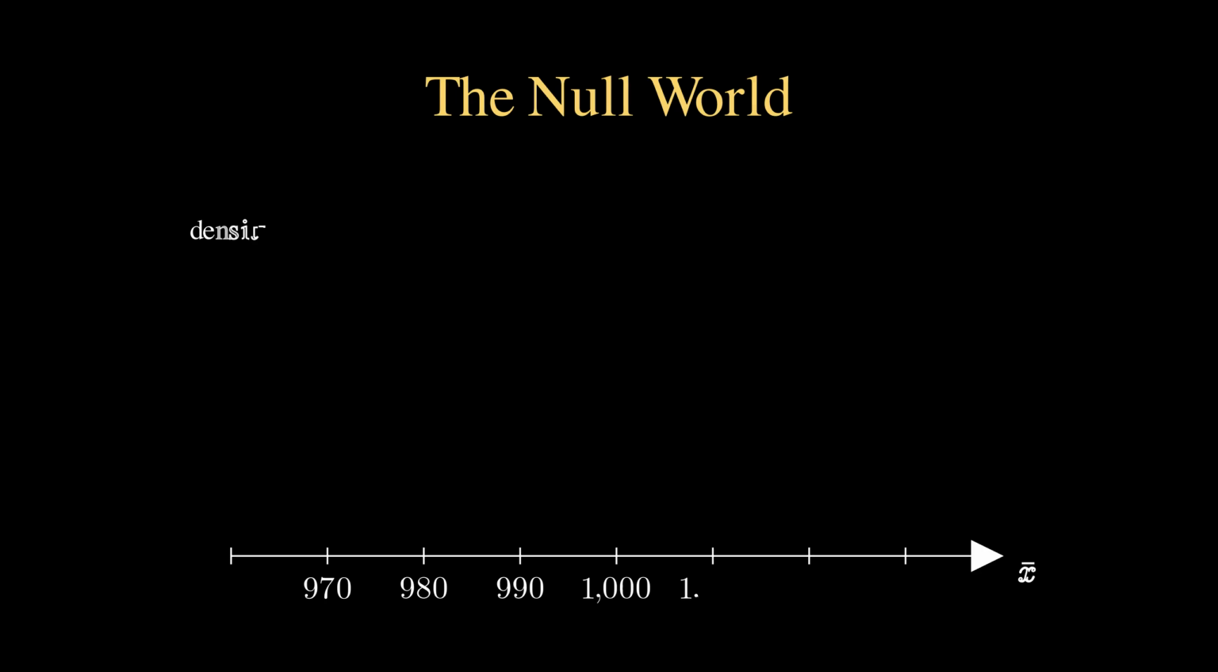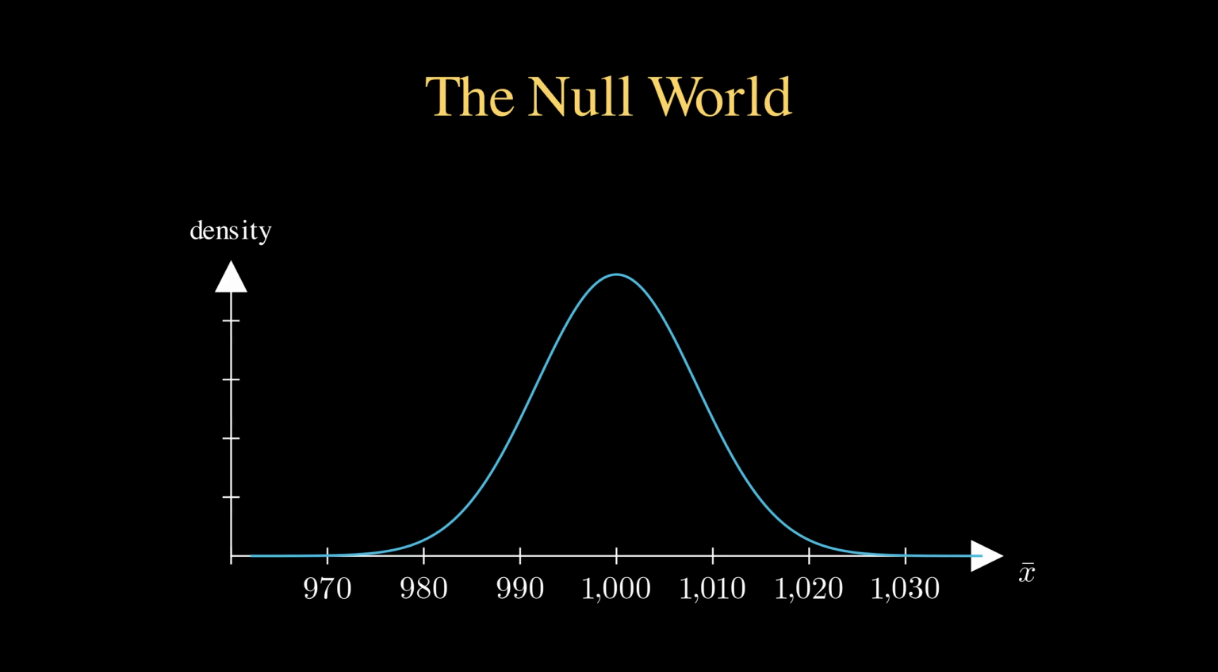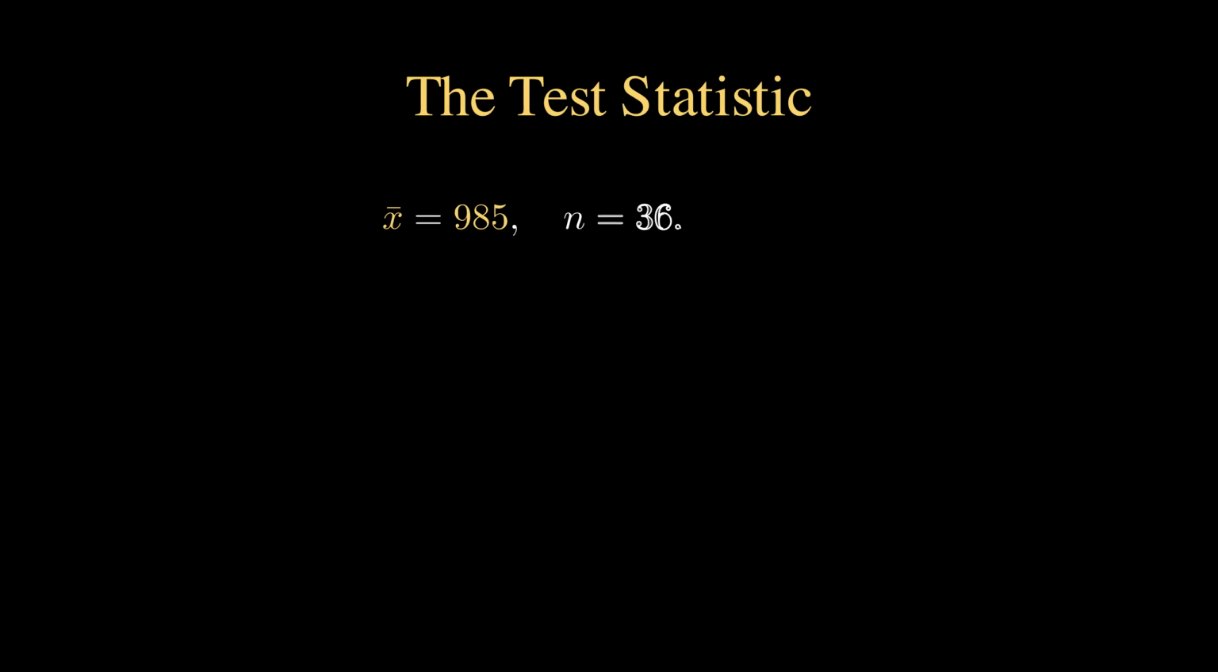Now, if H0 is true, and we test 36 bulbs with a known standard deviation of 50, the central limit theorem tells us something beautiful. The sample mean follows a normal distribution centered right at 1000 with a standard error of 50 over the square root of 36. This bell curve is what the world looks like if H0 is true, the null world. You test 36 bulbs and get a sample mean of 985 hours.